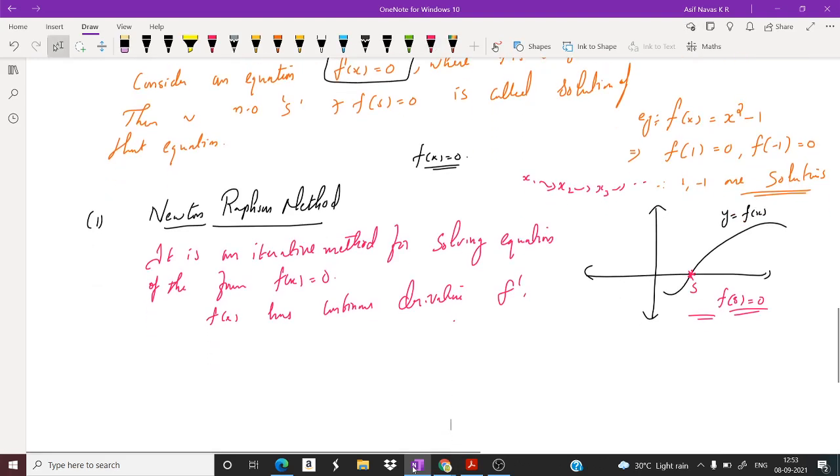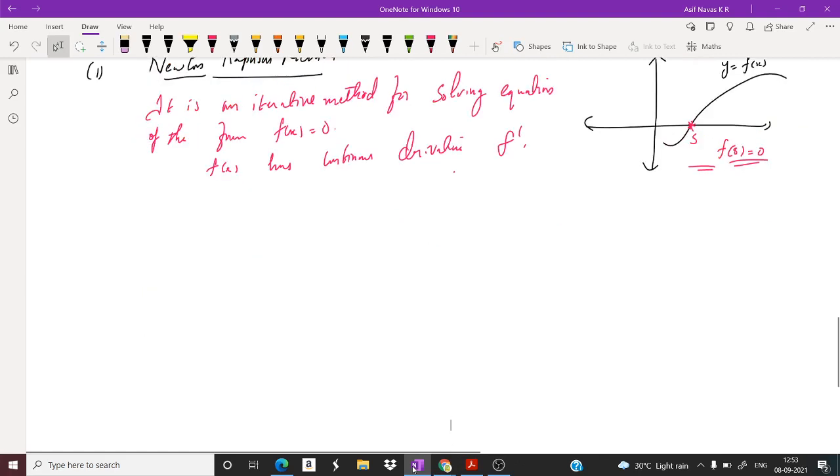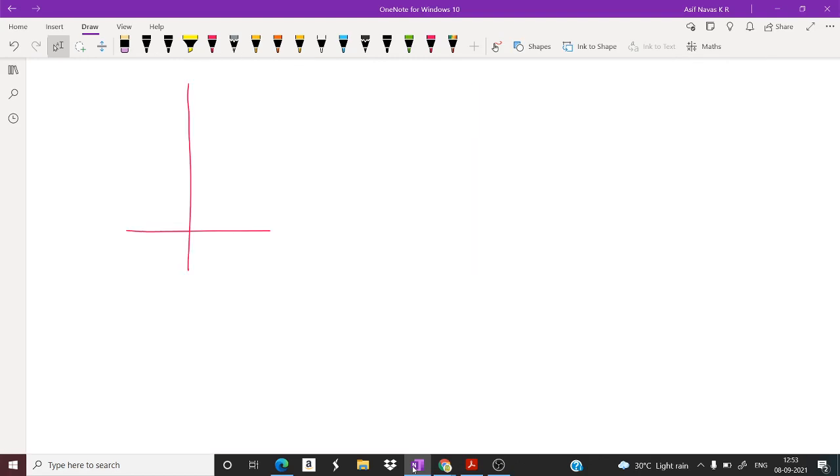Now I define what is that process. So what is the Newton-Raphson method? Suppose this is the x-axis, y-axis, and suppose this is y equal to f of x.